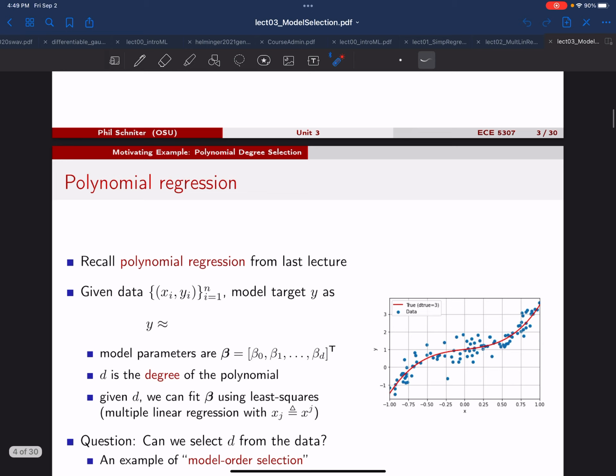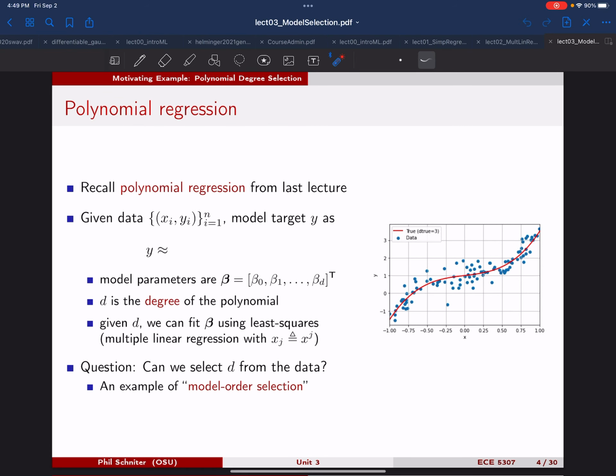So we're going to come right back to this polynomial model that we just talked about. In this case, I'll just write it again. So y is going to be beta 0 plus beta 1 times x plus beta 2 times x squared and so on, all the way to beta sub d times x to the power d. So in this case, we have d plus 1 model parameters. We put them together in our beta vector. We know how to solve this problem. That's not the issue. The issue is, how do we select d?